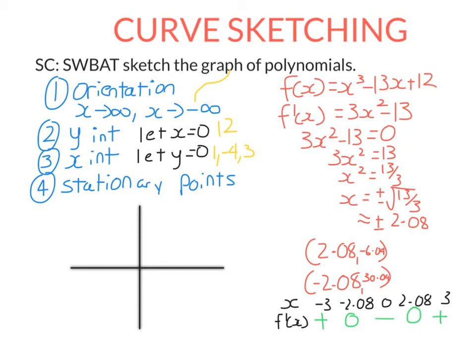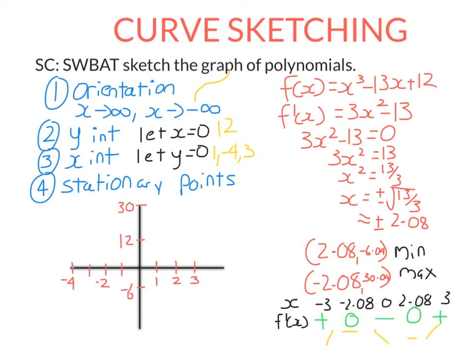So that means the gradient's increasing, then it's stationary, then decreasing, stationary, increasing. So I have found that this point here is a minimum, and the other point is a maximum. I now have everything I need to graph this function. So this is what I have.